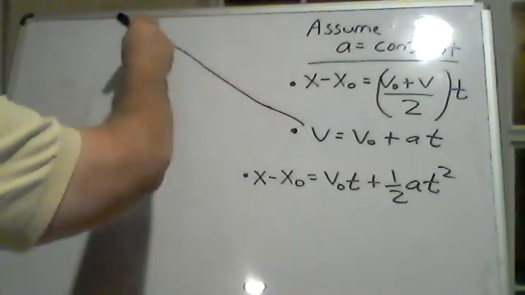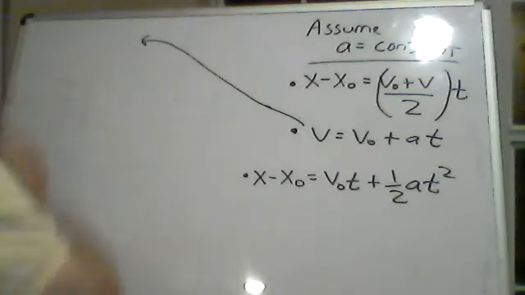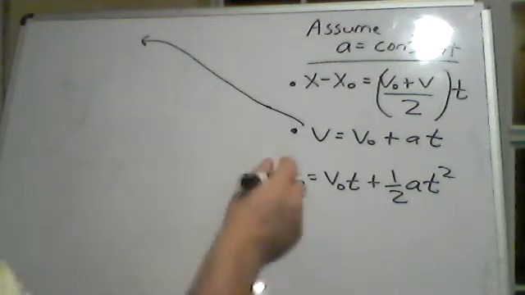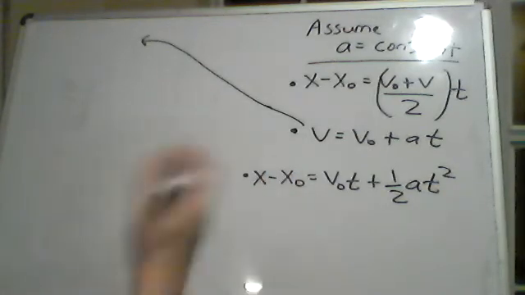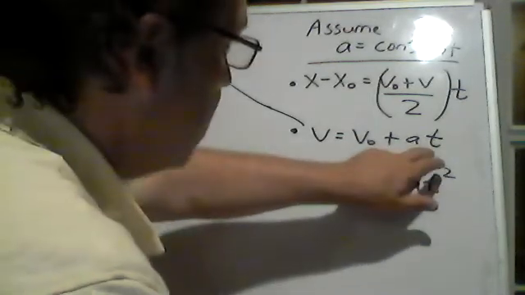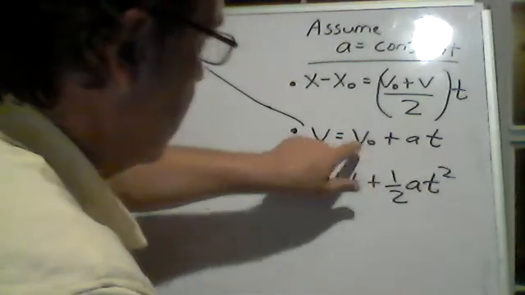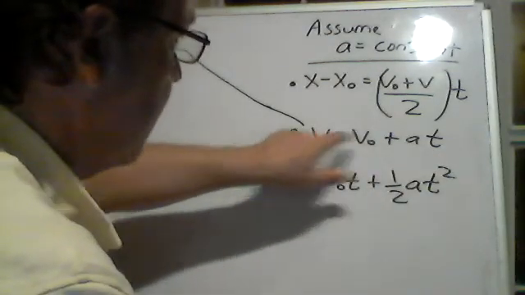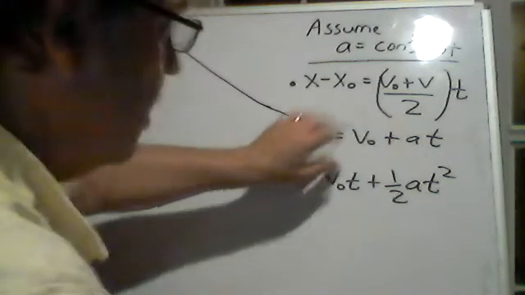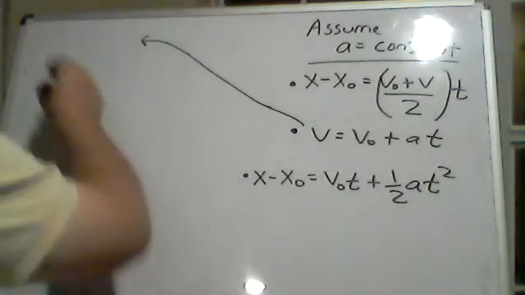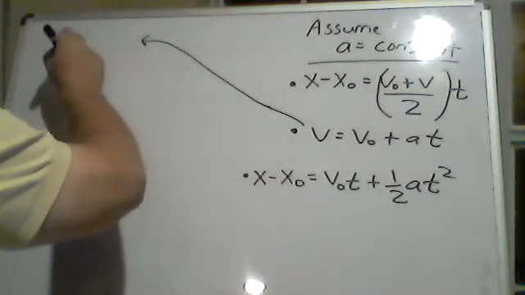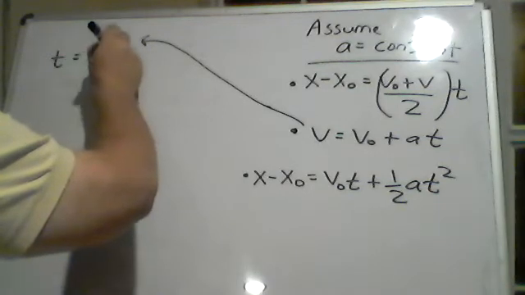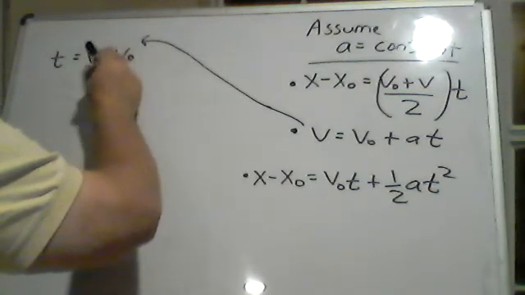So basically, in so doing, what am I going to do? Well, I have to conserve space here. I want to solve for the time. So I'm going to subtract v naught from each side and divide by a. I'm going to take this equation and rewrite it as t equals v minus v naught divided by a.